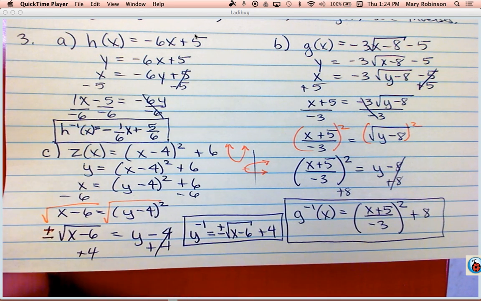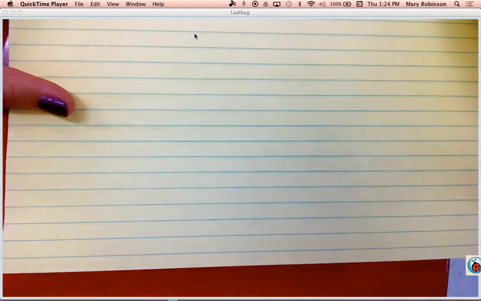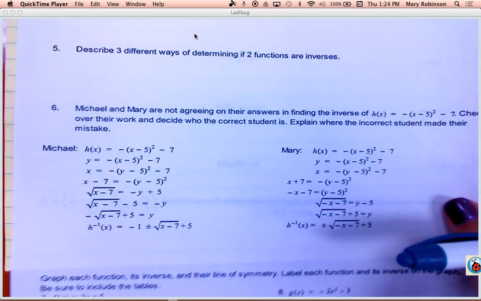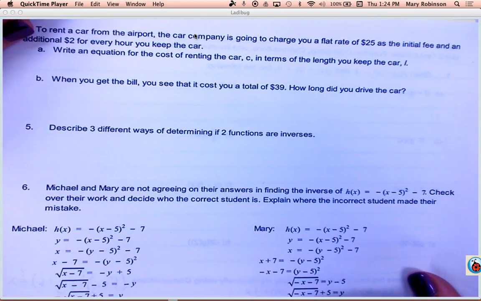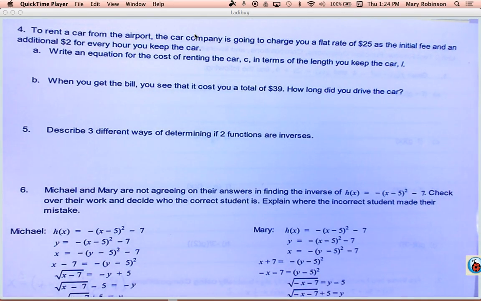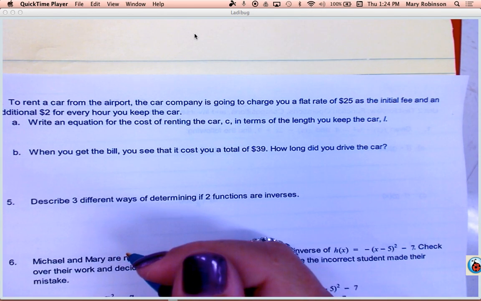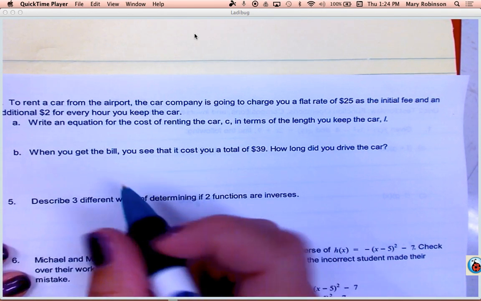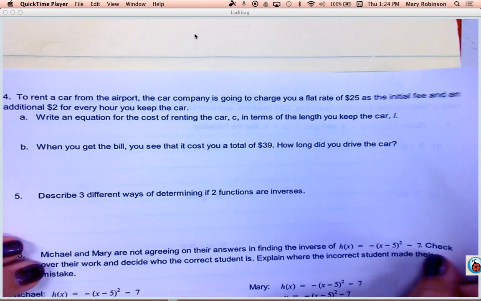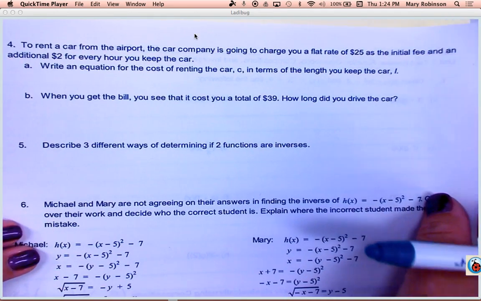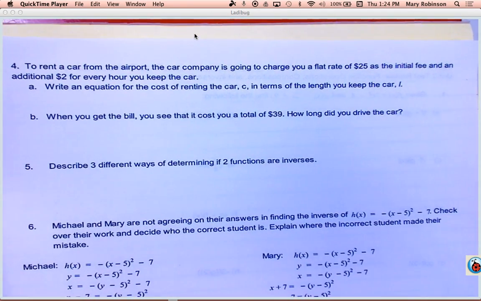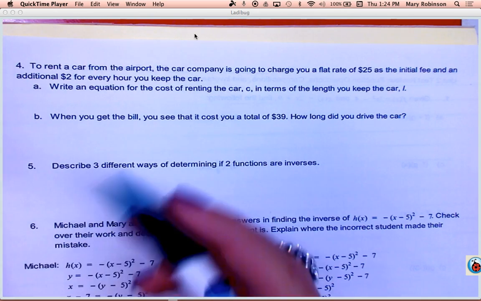That takes care of problem 3. Now on to problem 4. If you look back in your notes, guys, we did this. There was another problem very similar. So look back in your composition books and you'll find the example that we did with this one. It says to rent a car from the airport, the car company is going to charge you a flat rate of $25 as the initial fee and an additional $2 for every hour you keep the car.